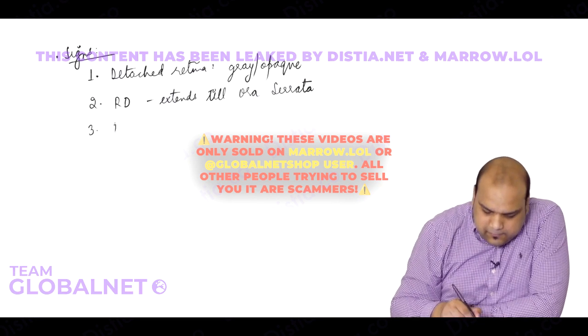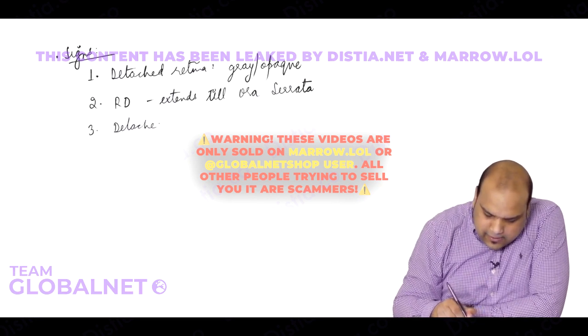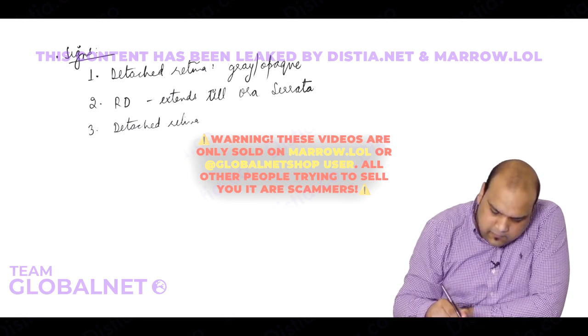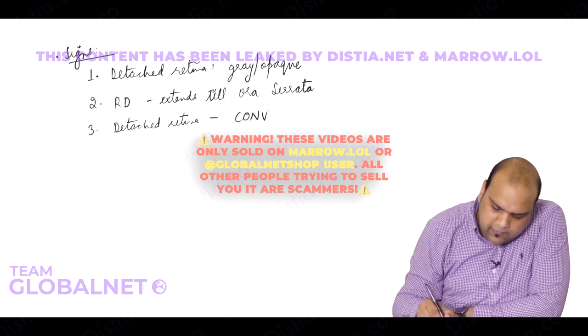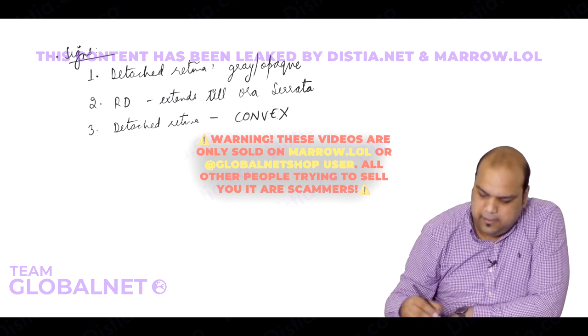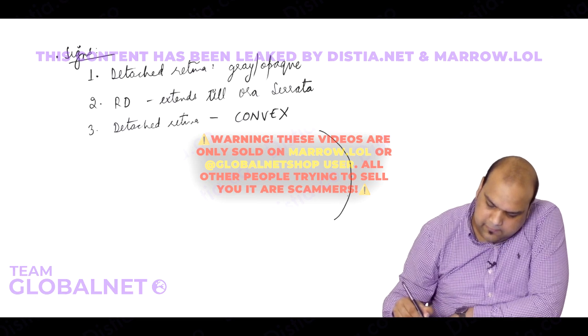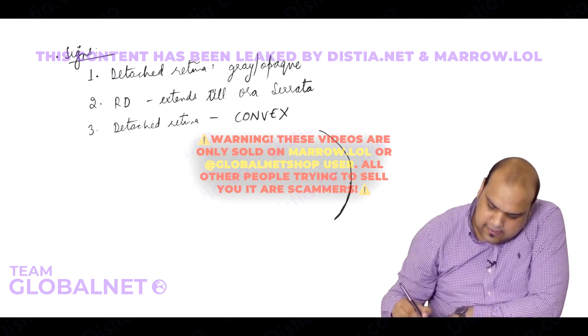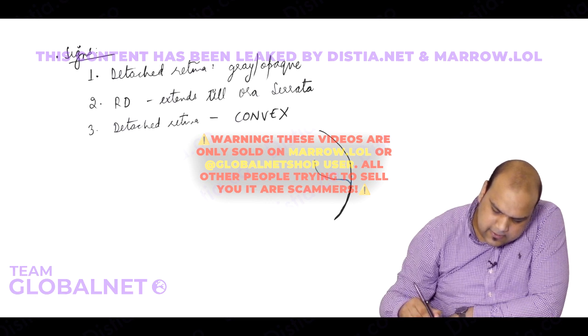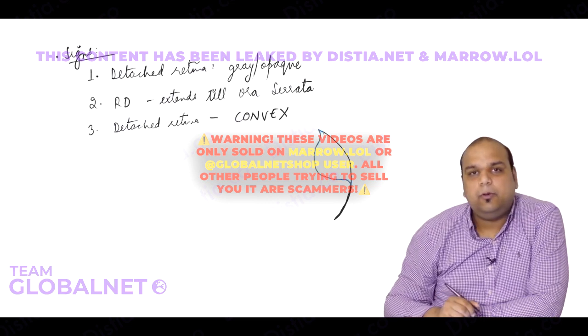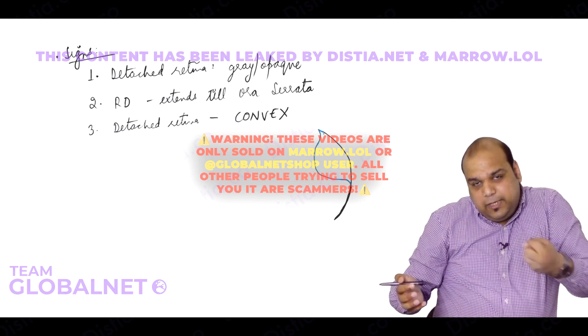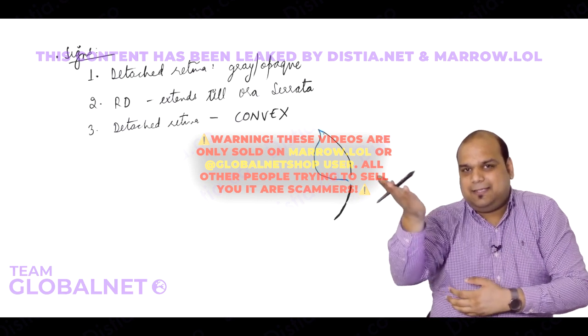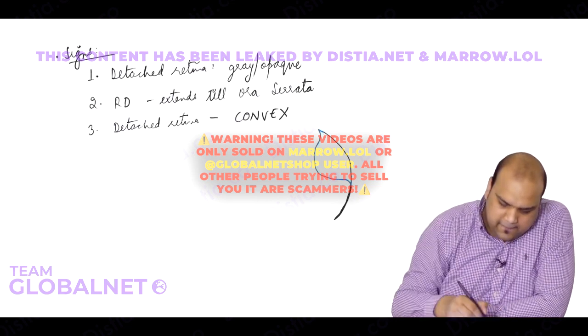Number 3, everybody. Detached retina is convex. Meaning, if this is my retina, this part of retina is attached, but let's say this part of retina is detached, so it will appear like this. Okay, everybody? Because the forces have pulled it out, it will be convex. Done?